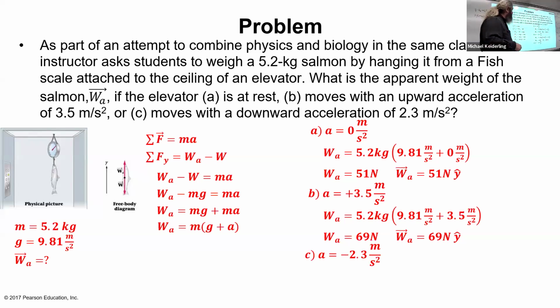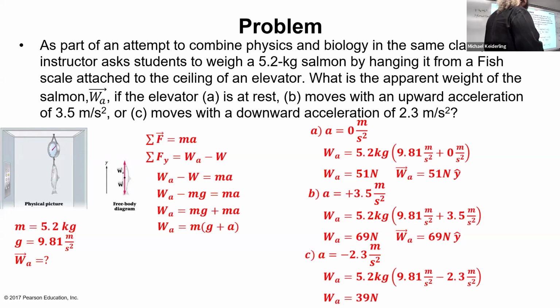And for C, accelerating downwards at negative 2.3 meters per second squared, 9.81 meters per second squared minus 2.3 meters per second squared times 5.2, which is 39 newtons. So 39 newtons. Any questions about that? The general formula for apparent weight is over there.